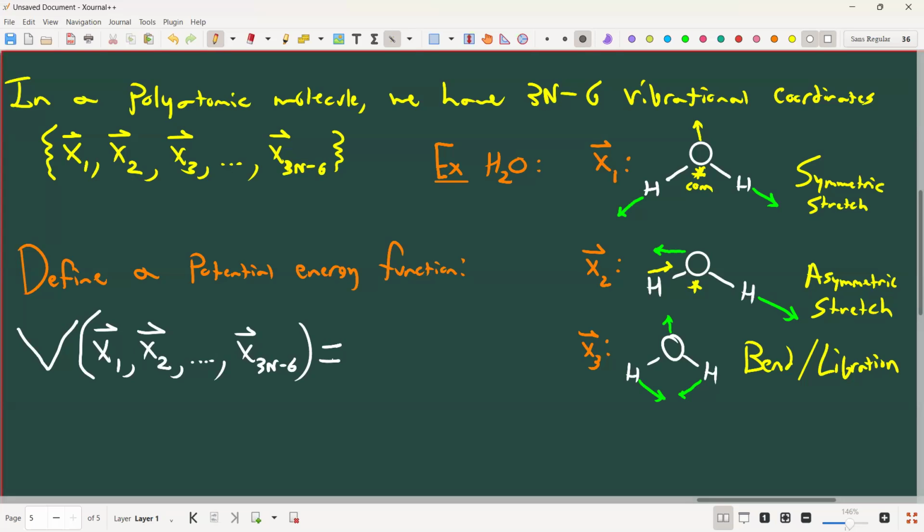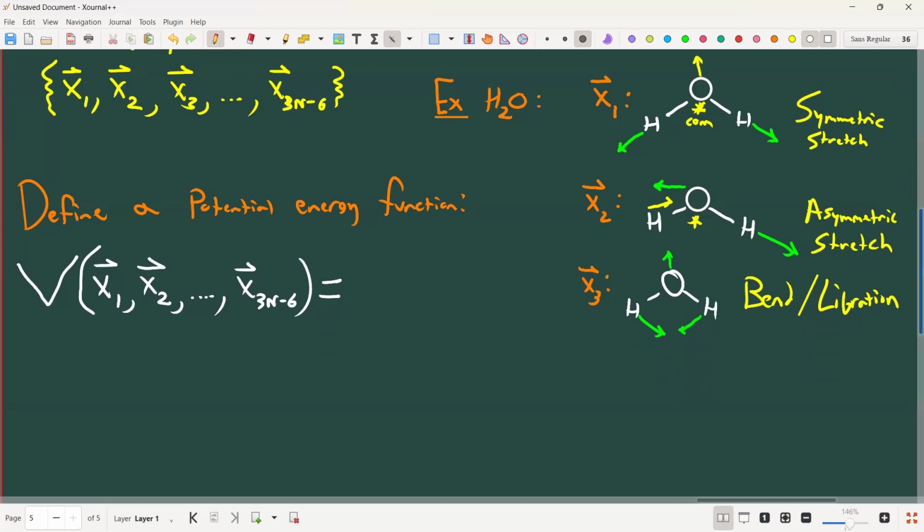You can imagine, just like for the diatomic, which has one collective coordinate, the stretch, there was an equilibrium position, the equilibrium bond length, where the spring is relaxed. Every single one of these also has an equilibrium position. Water just floating out in space by itself, with no energy, has x1, x2, and x3 all in their equilibrium spots. The molecule is equilibrated, so each one has an equilibrium position.